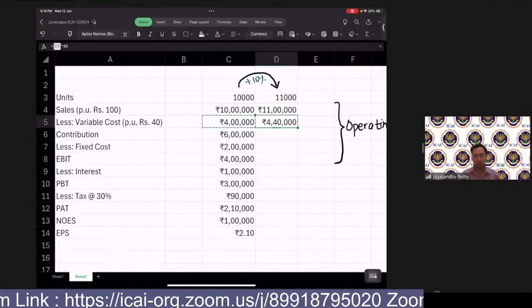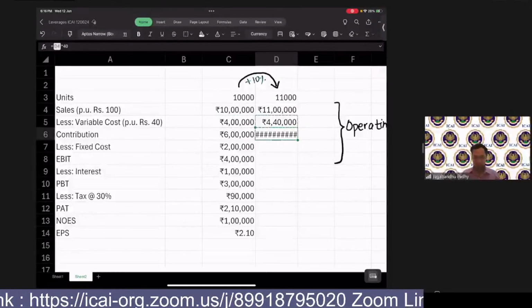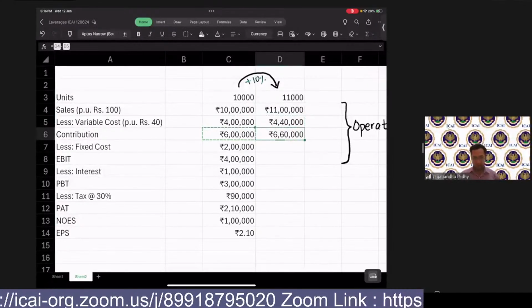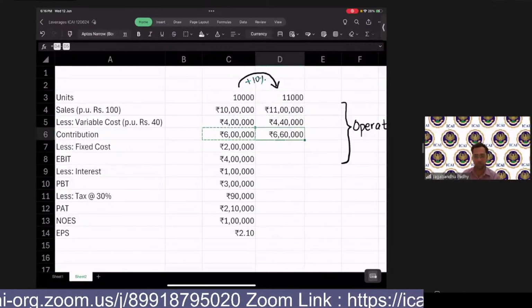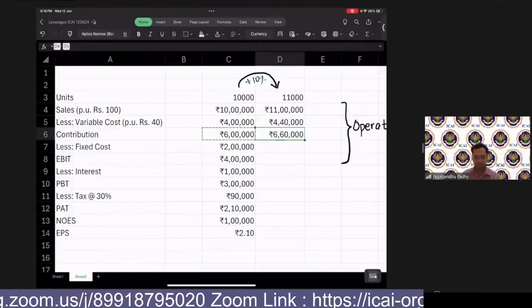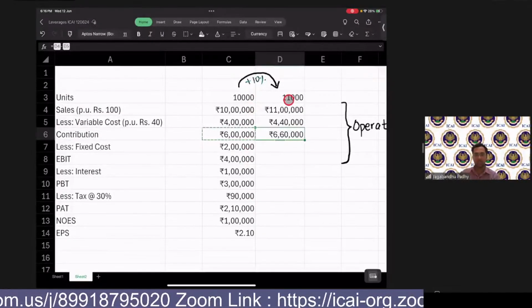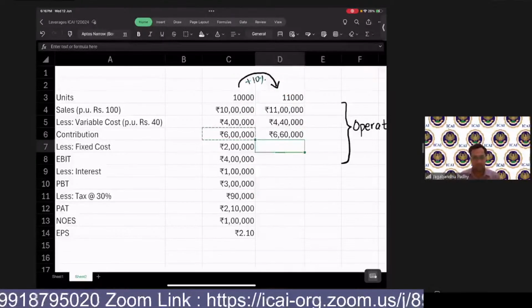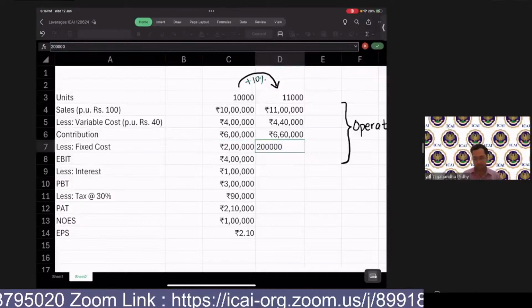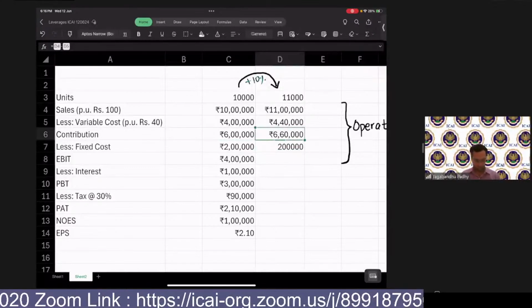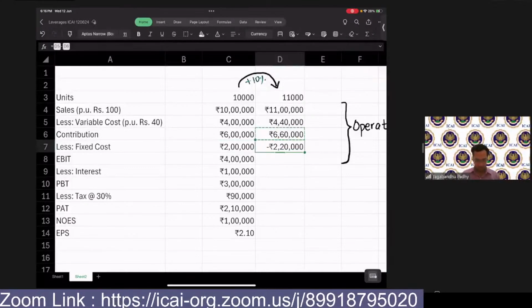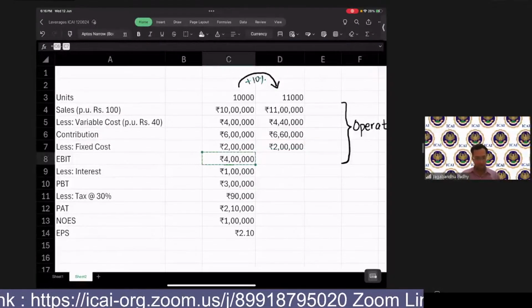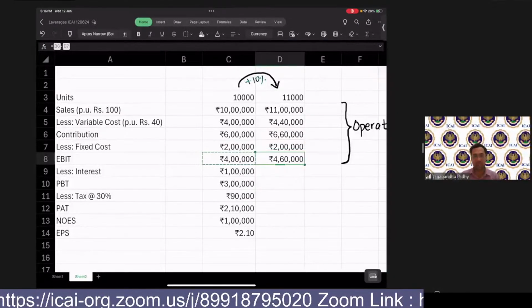Okay. Then the contribution figure, since per unit is going to remain the same, contribution is going to be 6 lakh 60,000 because units are increasing. Of course, per unit wise, you can see the contribution. But the fixed cost will remain the same, right? So fixed cost is going to remain the same at 2 lakh. Then you observe EBIT will be 4 lakh 60,000.